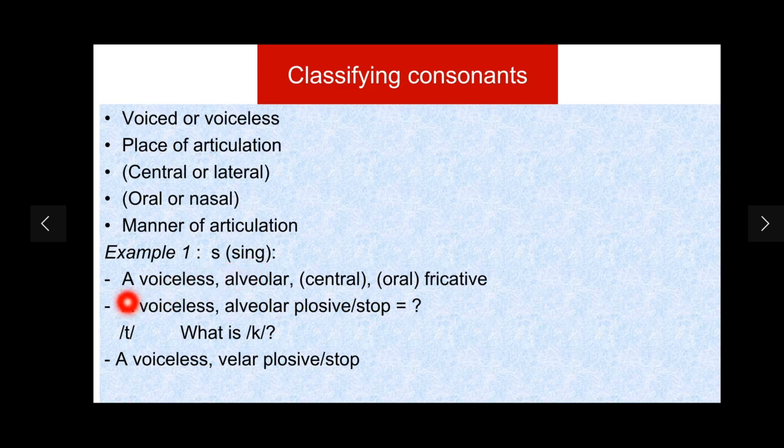When we say sing, it would be voiceless alveolar, right? And it would be oral, and we call it fricative. So it is voiceless, and it is alveolar, place of articulation, and manner would be fricative. So a voiceless alveolar plosive or stop, t. And what is k? So t would be voiceless, alveolar, and stop. And k would be voiceless, velar, and stop. So a voiceless velar plosive sound, which one? K.